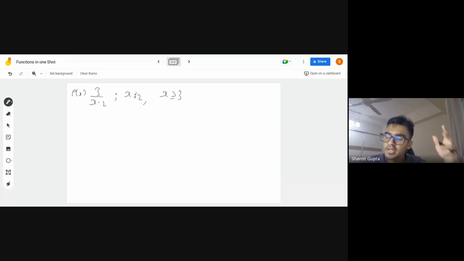So denominators can never be 0. Remember, denominators can be negative. And square roots can never be 0. Sorry, square roots can never be negative. My bad. You know, I make mistakes. I'm sorry. Square roots can never be negative. Square roots can be 0.